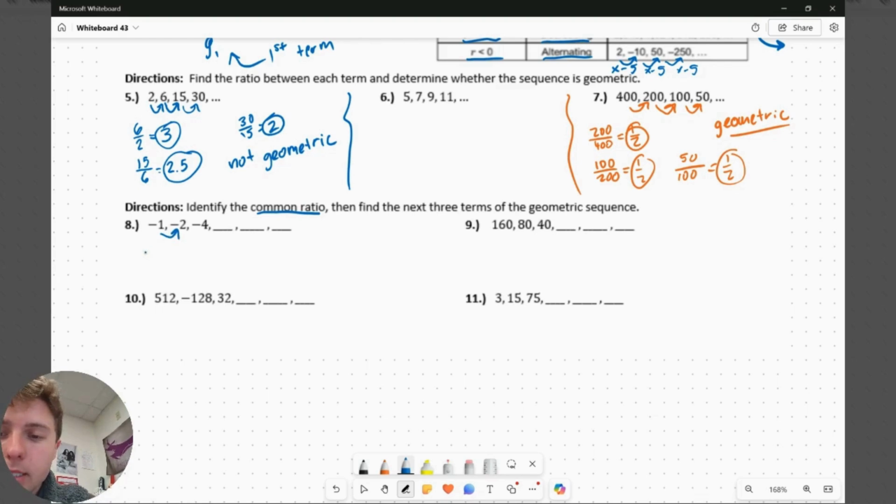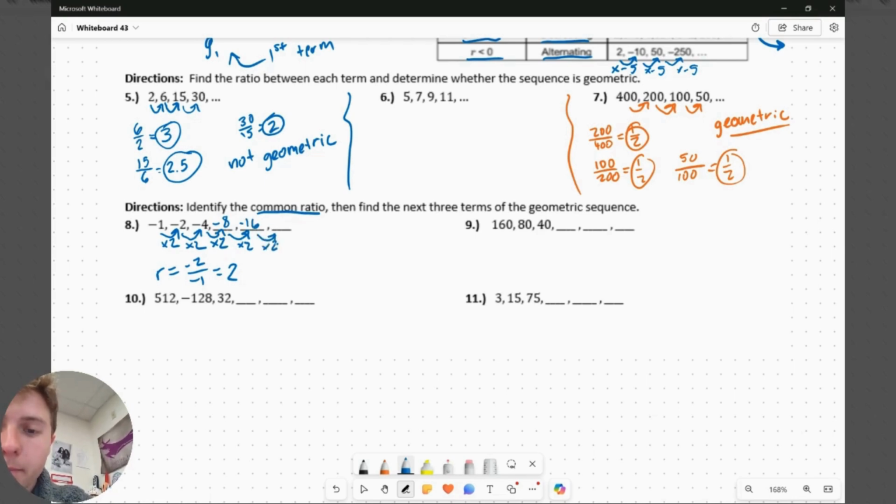When you do that, again, second term over the term before it. -2 over -1 gives us a ratio of 2. What that tells me is between each of these terms, we are multiplying by 2. -1 times 2 is -2. -2 times 2 is -4. Continue the process now. Continue multiplying by 2 to create this problem. And as you continue multiplying by 2, you end up filling in what those 3 missing terms are.